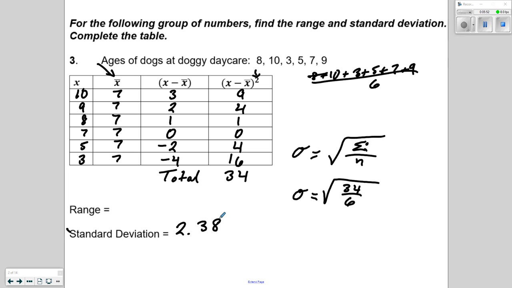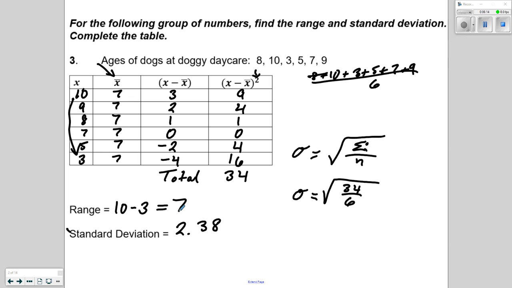Now for the range, that's just the biggest value minus the smallest value. If you listed them in order, that's going to be pretty simple. It's going to be the first one, if that first one is the largest value, minus that last one. So 10 minus 3 gives us 7. That's the span in the data set. All right, let's move on to the next one.